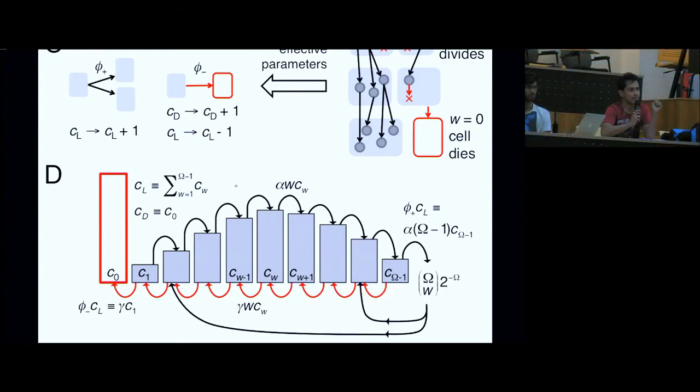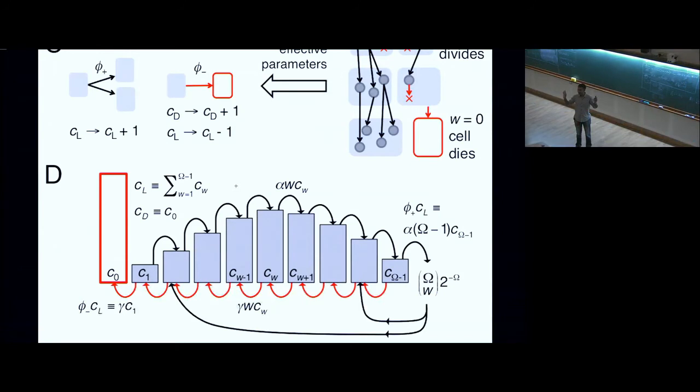I haven't said anything like that. When a cell hits omega widgets, it divides. I'm not talking about fitness in the evolutionary sense. Nothing like that. Okay.